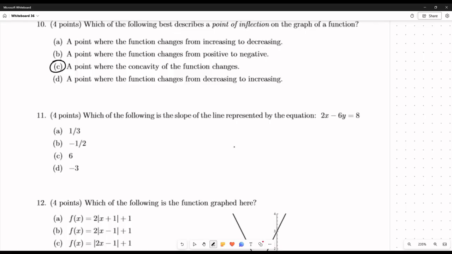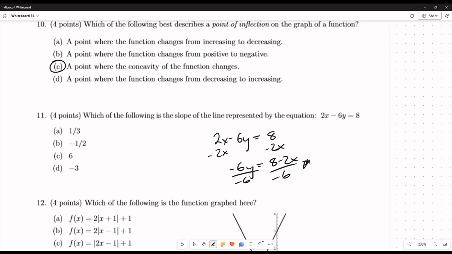Which of the following is the slope of the line represented by the equation 2x minus 6y equals 8? This is one where you could probably memorize a formula that would get this for you, but I don't have that formula memorized. So what I'm going to do is I'm going to solve this for y and then see what my slope is. So we'll have 2x minus 6y equals 8. Subtract 2x from both sides. Get negative 6y equals 8 minus 2x. Divide both sides by negative 6.